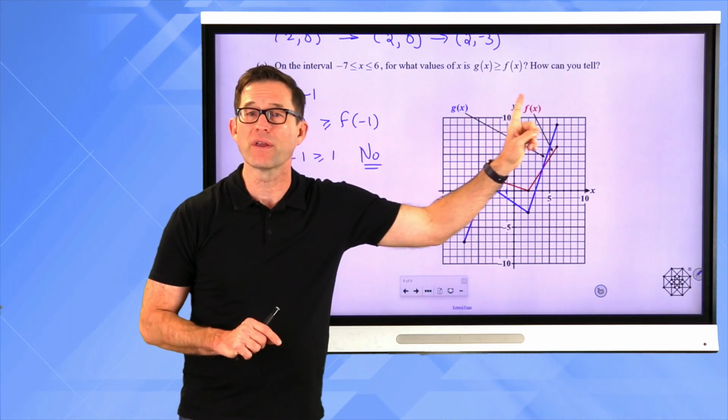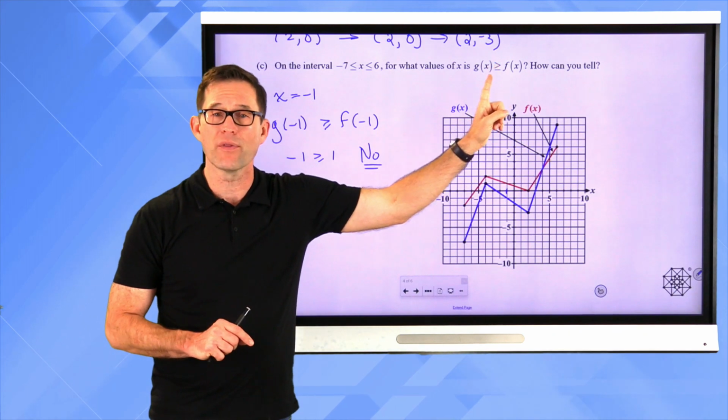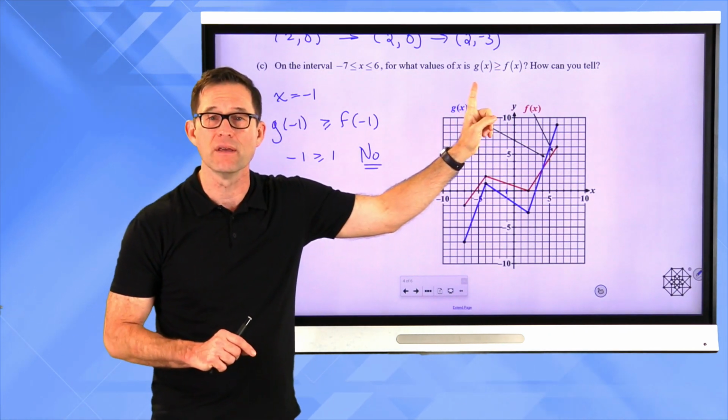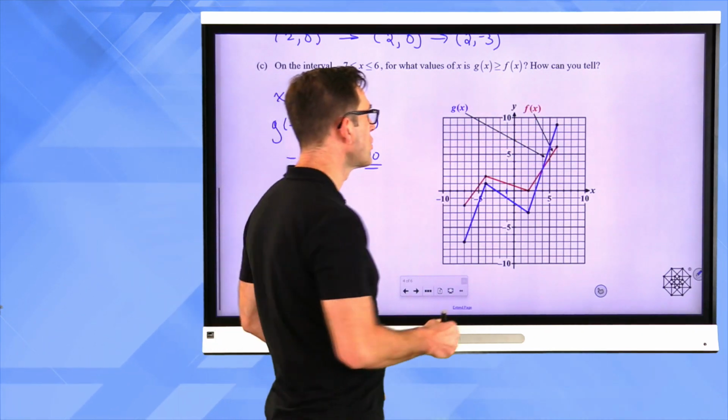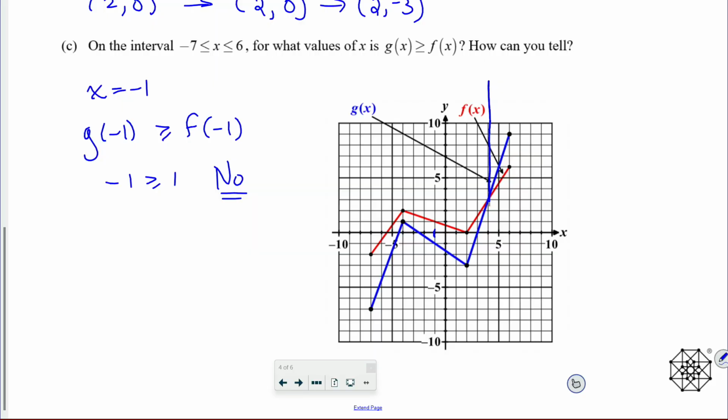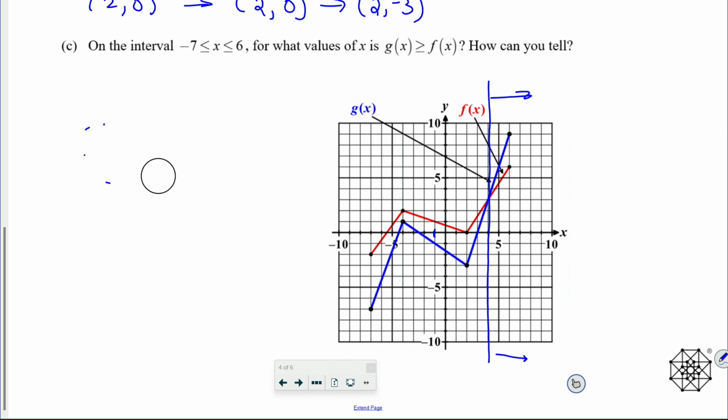This is getting into the how can you tell. g of x will be greater than or equal to f of x when the graph of g is at or above the graph of f. And that occurs for all values of x from here on. Now, I can't just say x is greater than or equal to 4. That won't work because that would imply it's also true at x equals 10. But what I can definitely say is it's true of all the values in here. So for all values from 4 to 6, this is true.